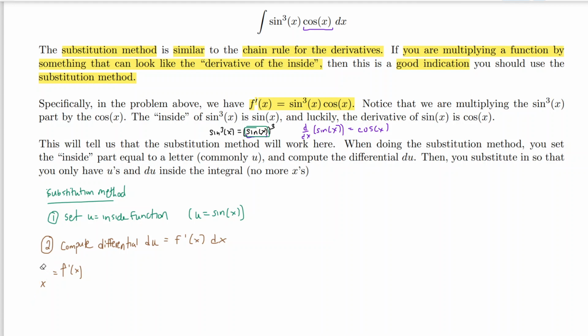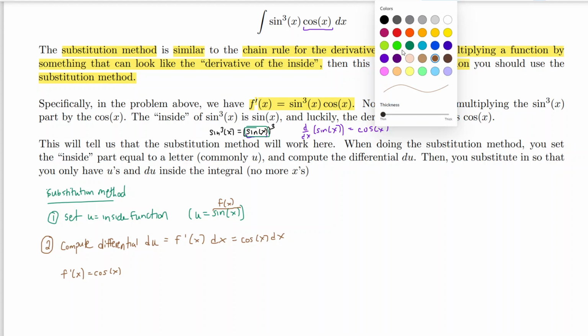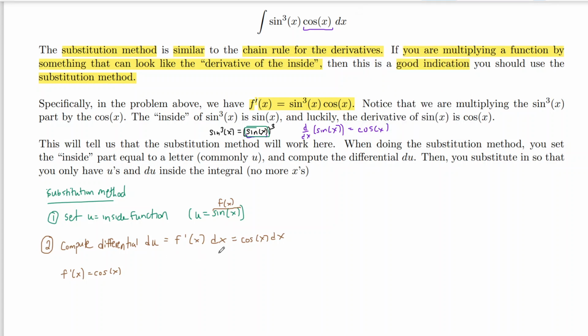So I don't want to actually write this out, because when you compute a differential, you're really computing this thing. But when we say f prime of x, what we're talking about is f of x being what we set equal to u. Okay, so since f of x is equal to u, f prime of x equals cosine of x. And that means du, if we plug that in, equals cosine of x dx. Okay, and I'll just write this in green to match what we set for u. So du equals cosine of x dx.